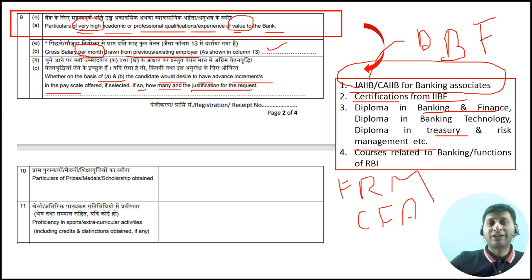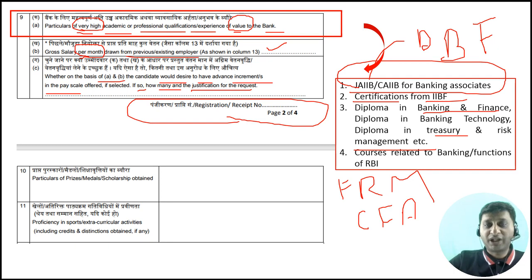And one thing that I forgot to tell you earlier, at the end of every page there is a registration number. This is page 2 of 4. Even on page 1 of 4, the previous page when it ended, there was a registration number. So here you would have to fill in your registration number, which is very, very important for you.